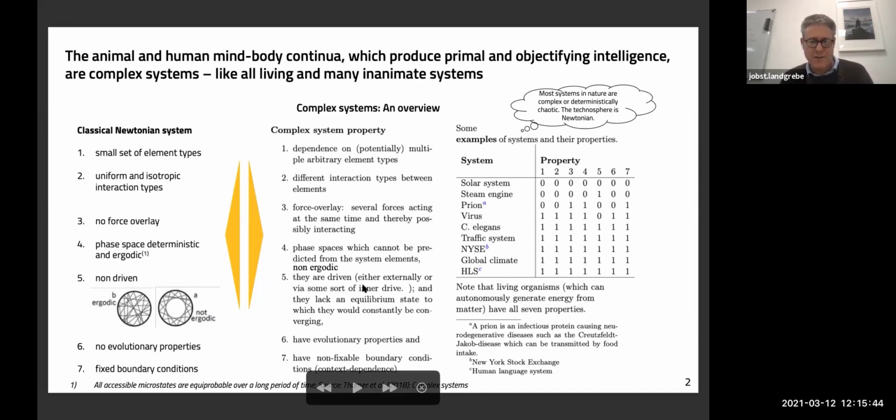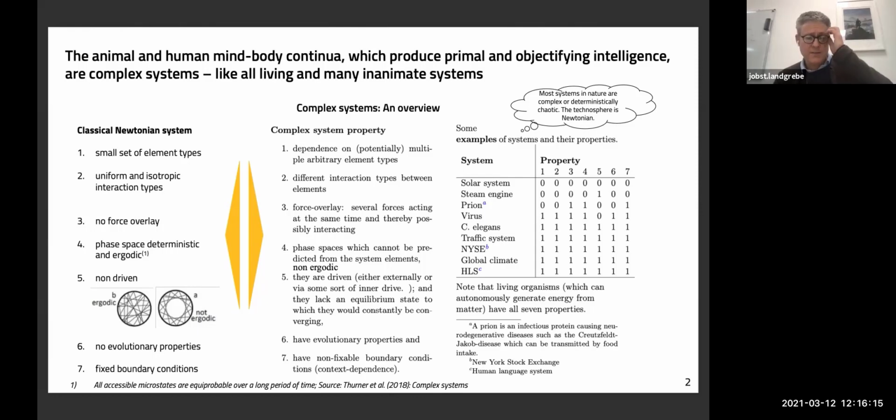The complex systems are driven. That means that energy is flowing through these systems. Either the energy comes from the outside, for example, in the weather system. The weather system is a driven system that is driven by the energy of the sun. There's a constant flow of energy through this system, which makes it driven. Therefore, it has no inner equilibrium state. It's always changing. It cannot converge to anything.